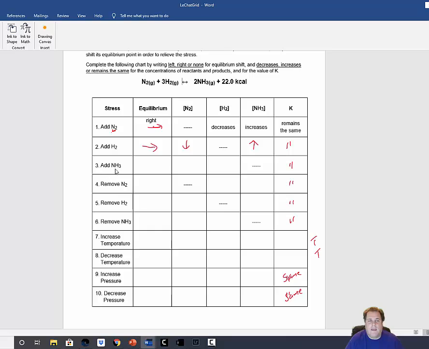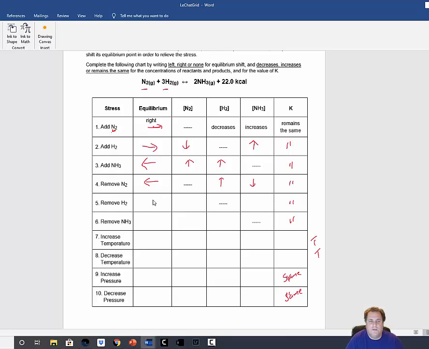Okay. If we add NH3, now we're adding something on the product side, so we're going to shift away from that, or shift left. Now the reactants, both N2 and H2, are going to go up. Again, NH3 was what we changed, so we're not going to look at that. So we're removing N2. It is on the reactant side, so when we remove something, we're going to shift towards it. So we'll shift left, which means our H2 is going to increase, okay, and our NH3 will decrease.